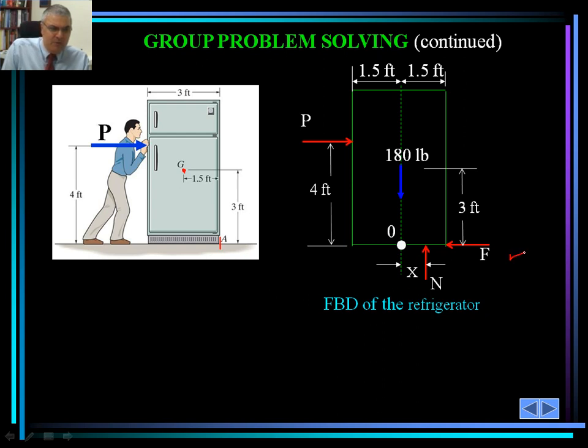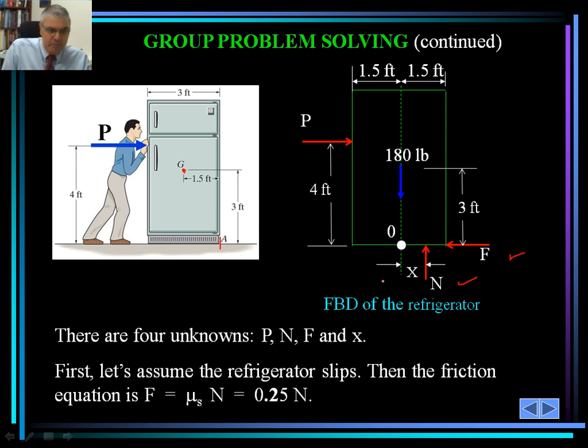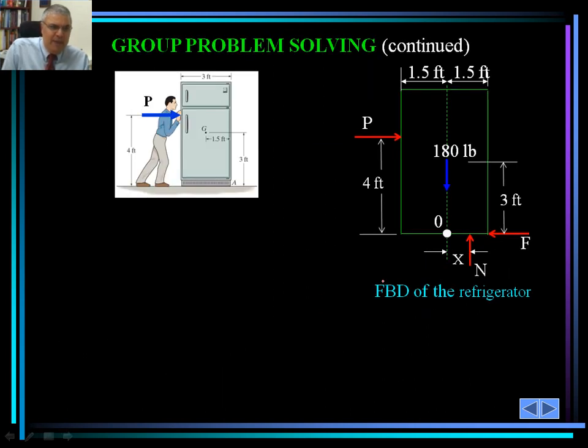The friction force is shown here as F. The normal force is also shown, assuming that X is the distance at which N is applied, a distance away from point O. So there are 4 unknowns here, P, N, F, and X. We assume that the refrigerator slips first, then the friction equation F would be mu sub S N, and that's going to be 0.25 N.